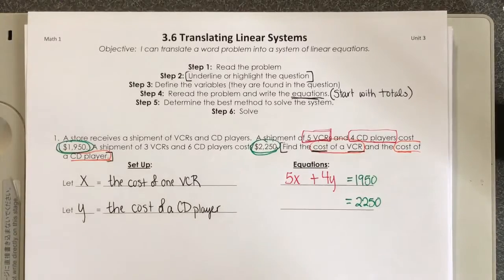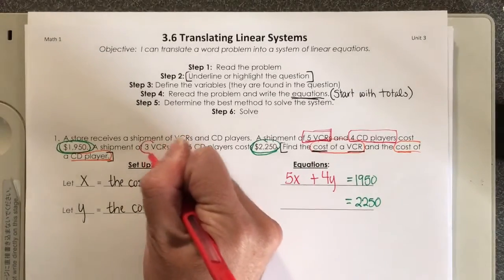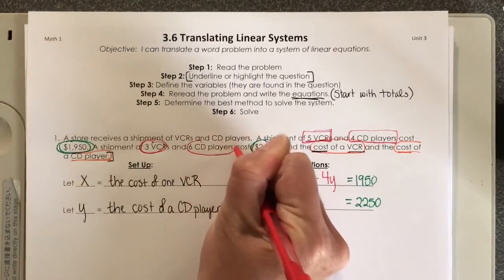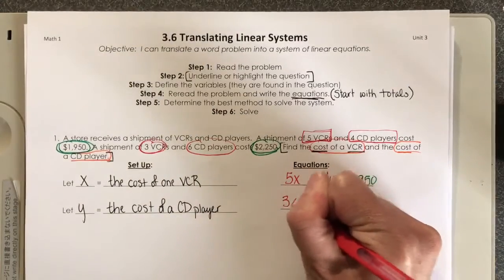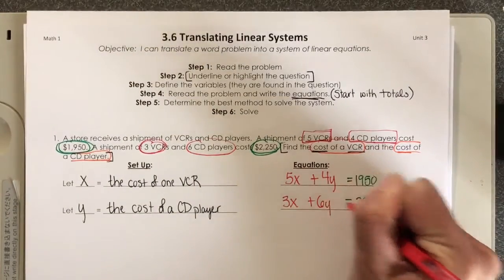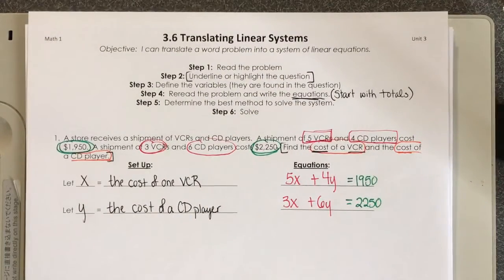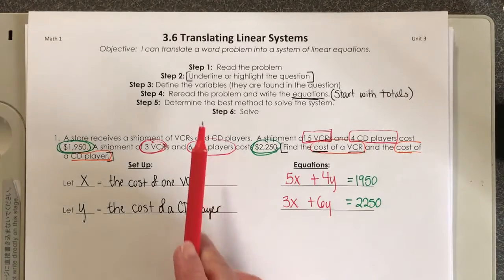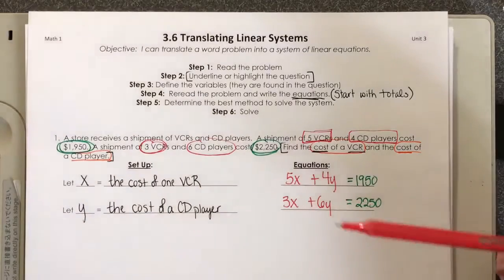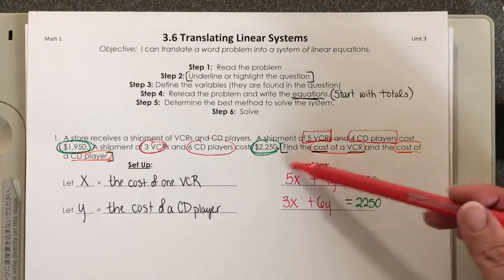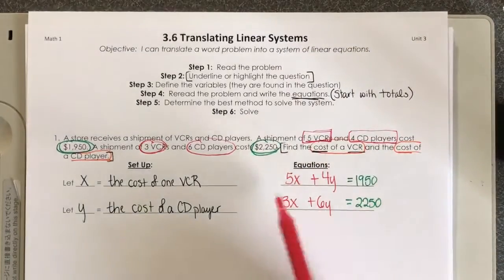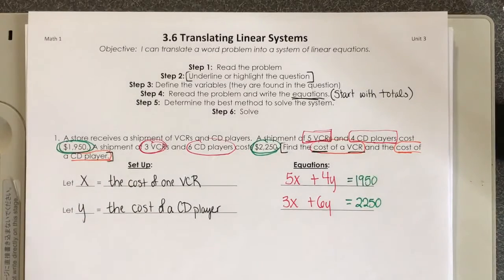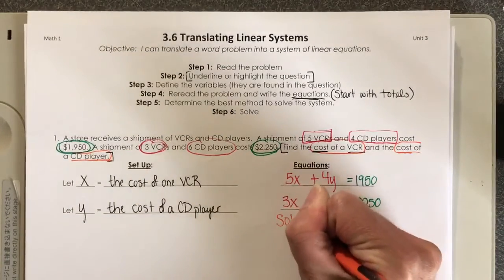Okay, so now the second equation. So then we have 3 VCRs and 6 CD players cost $2,250. So 3X plus 6Y is equal to $2,250. So now I have my 2 equations set up. So now I've got to determine the best method to solve this. Notice how in both equations your x's are lined up, your y's are lined up, and your constants are lined up. So notice how they're all in standard form. So I'm going to solve using elimination.